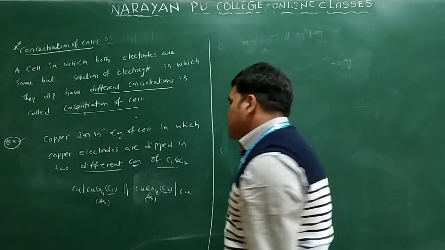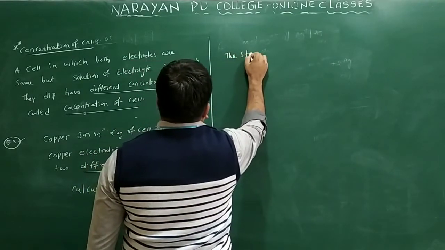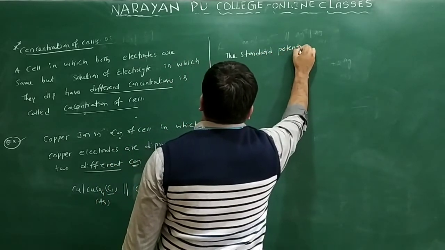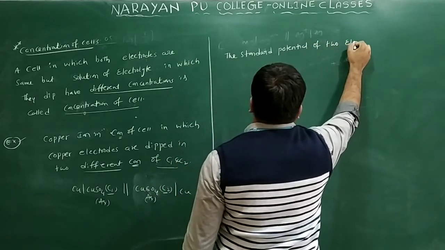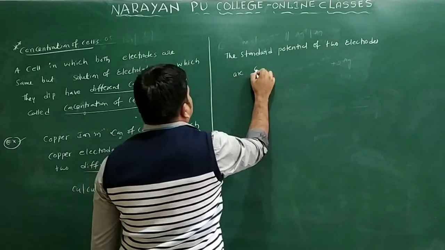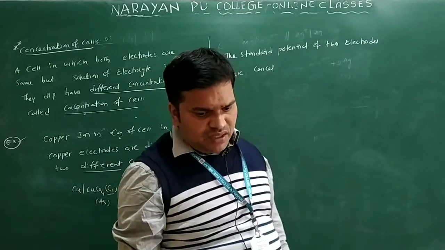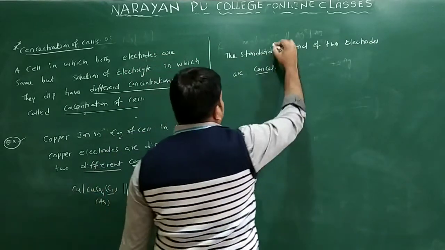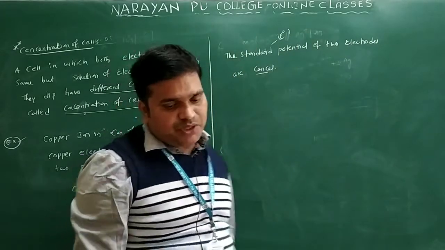The standard potentials of the two electrodes cancel with each other. Then what expression are you getting? Standard potential means E naught cell, which becomes zero here. It cancels. Then what expression do you get here?